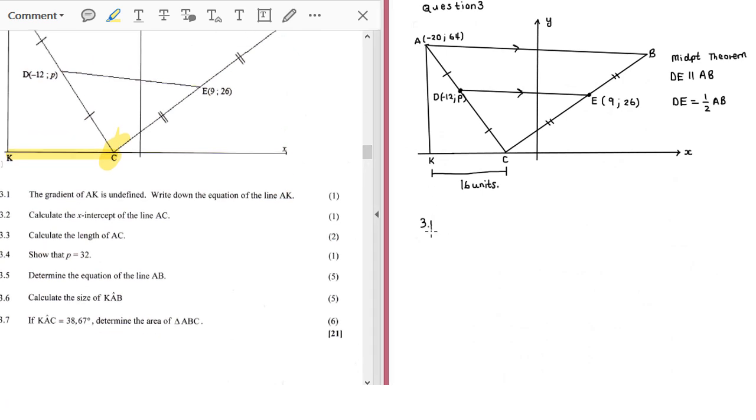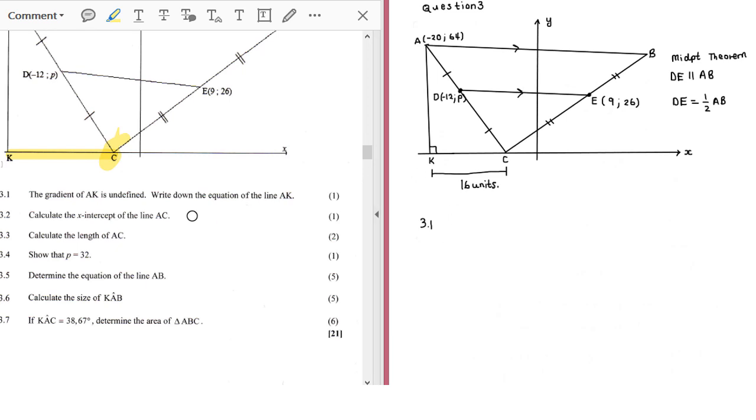Question 3.1 says the gradient of AK is undefined. Well, what do we know about a gradient that's undefined? We know that the only line that has an undefined gradient is a vertical line. So basically what they're telling us is that this line AK is vertical. In other words, it forms a 90-degree angle where it intersects the x-axis, which means that the x value over there is exactly the x value here at A, which is an x value of minus 20.